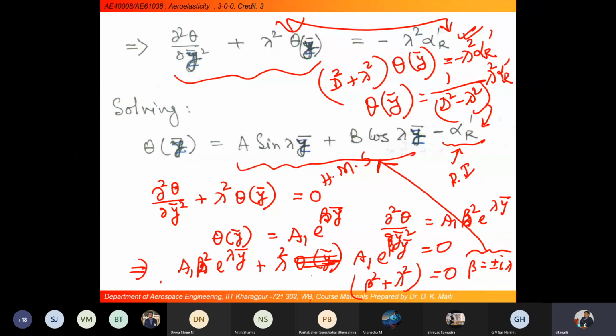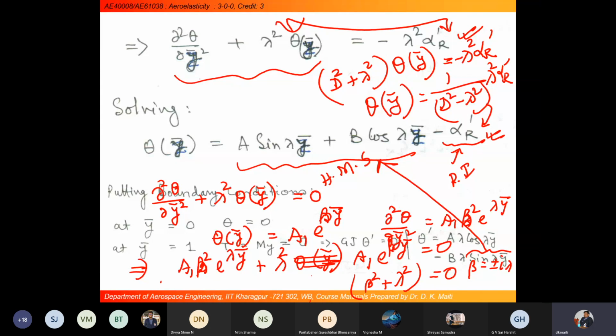So finally, whatever equation I am getting here, let us see the solution. What we are getting is theta y bar equal to a sin lambda y bar plus b cos lambda y bar minus alpha r prime. That is the solution of this equation. And now we have to substitute two boundary conditions to find out the integration constants. A and b are the two integration constants.